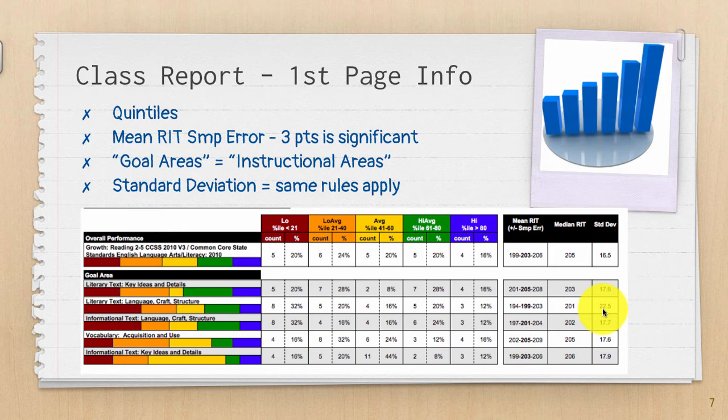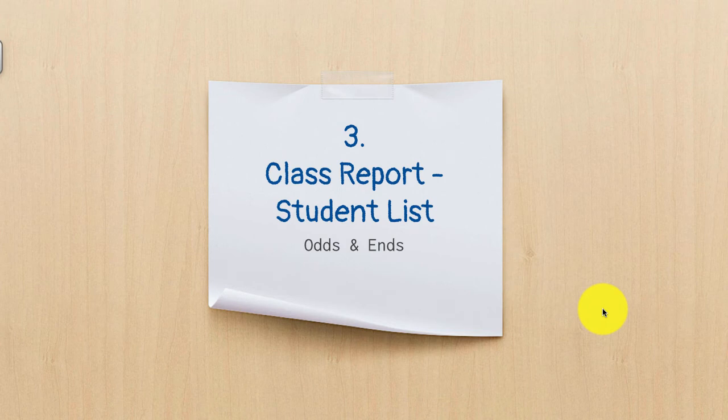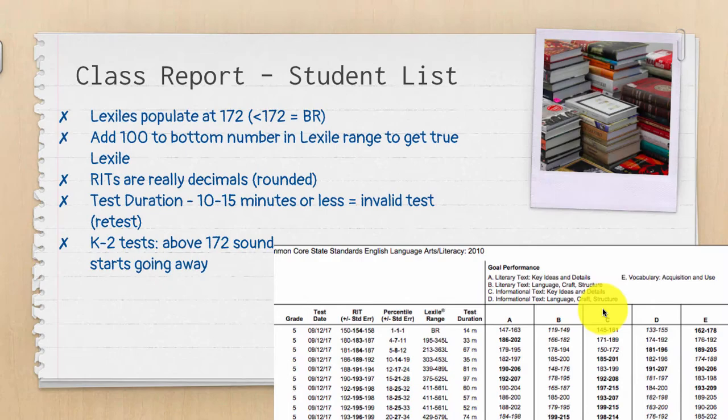Again, go dig into the student profile report, see what skills and concepts kids need to know in each of these areas to figure out how do you differentiate for these students. So that's the first page. What about the rest of this report, the student list?